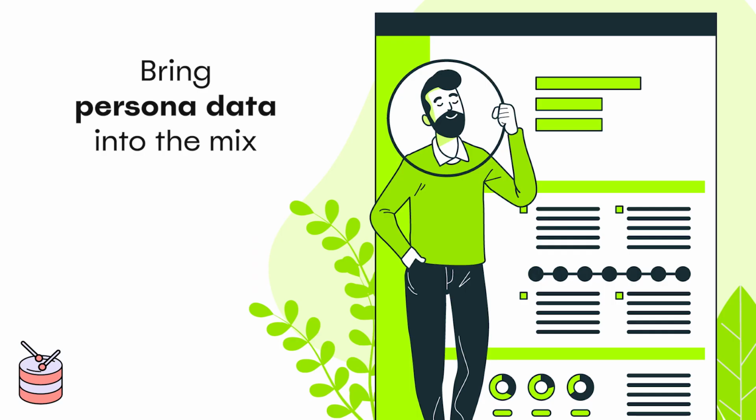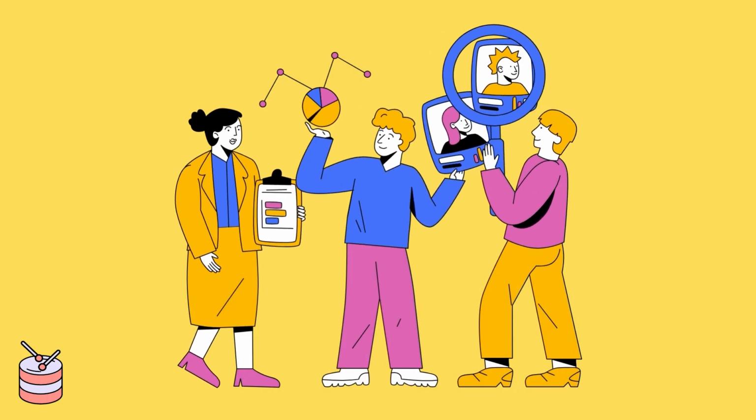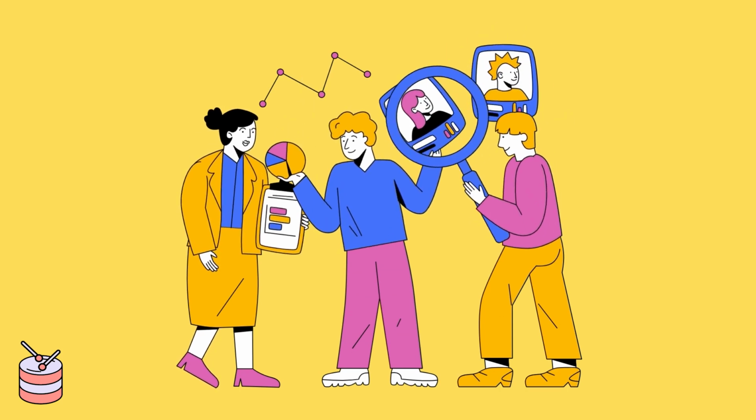Now, step 3 is to bring persona data into the mix. As I mentioned earlier, this is an optional step and is required only if you wish to deliver persona-based personalization, where event-based emails or data-powered emails also account for a user's persona data. The primary purpose of persona data is to dynamically personalize the contents of your emails without having to create separate ones for each persona. By doing so, you can make your data-powered emails all the more relevant and engaging.